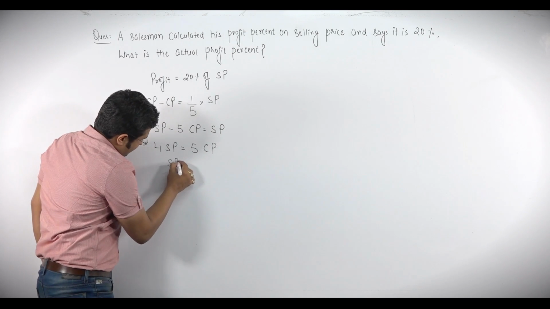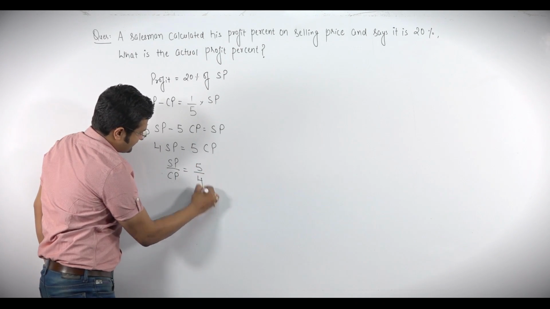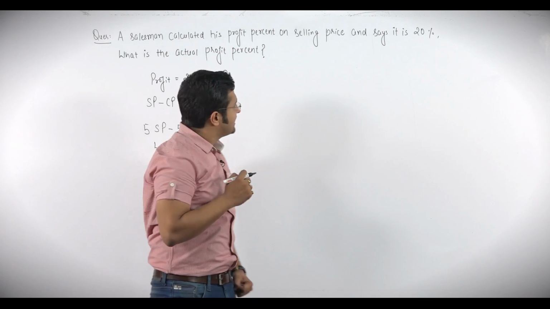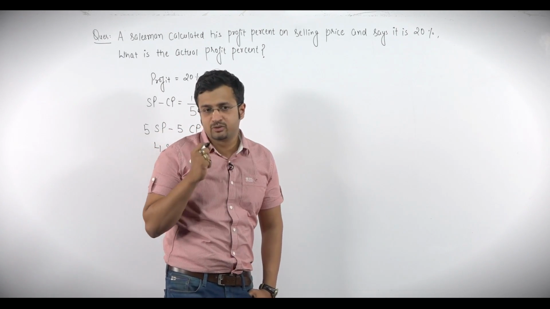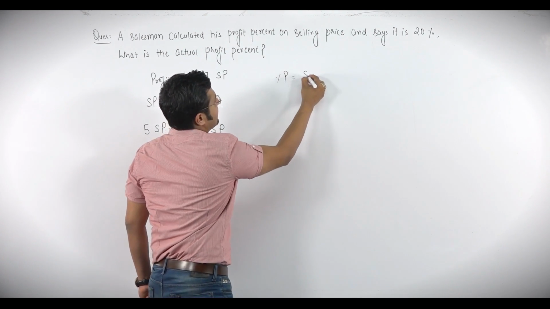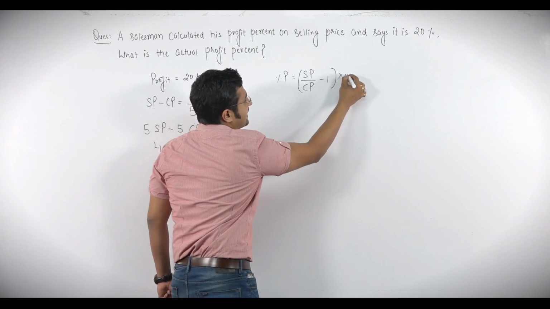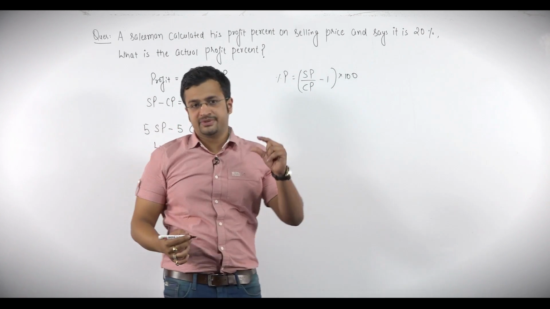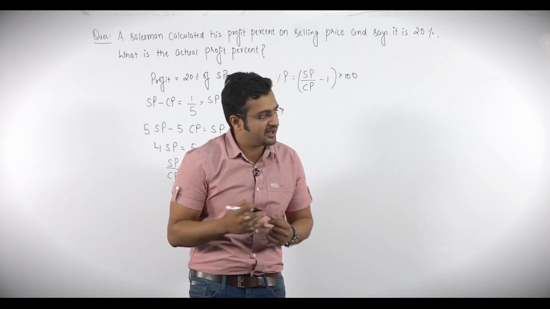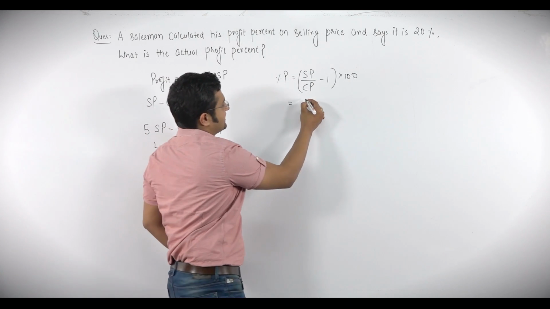So SP upon CP is equal to 5 by 4. The ratio of SP and CP is 5 by 4. And what is the formula for profit percent? I told you in the last video. Profit percent is nothing but SP upon CP minus 1, into 100. Whatever be the ratio of selling price and cost price, just subtract 1 from it and multiply by 100. You will get percentage profit. What is SP upon CP here? We can say 5 by 4.